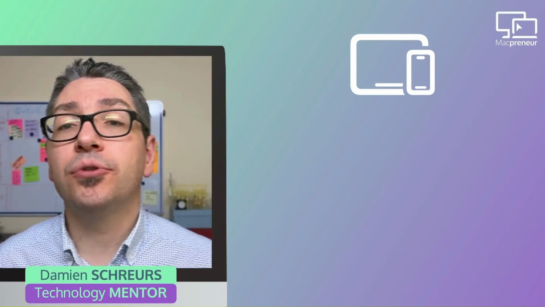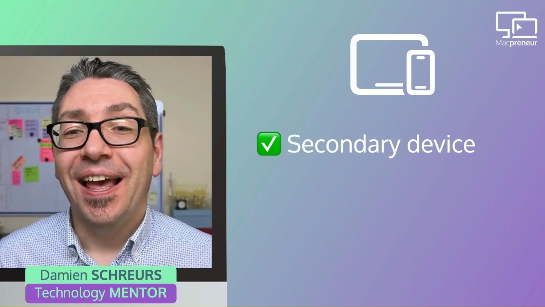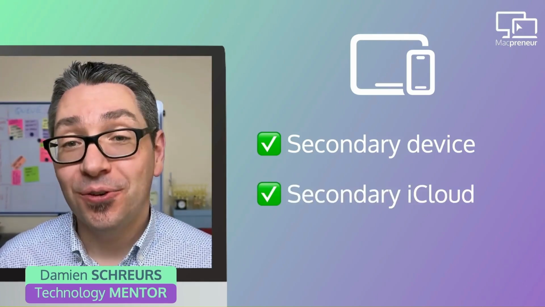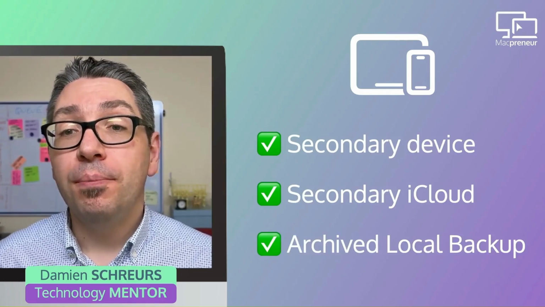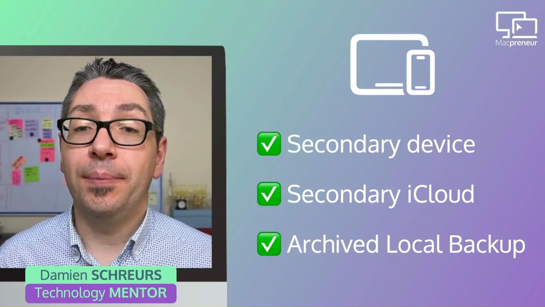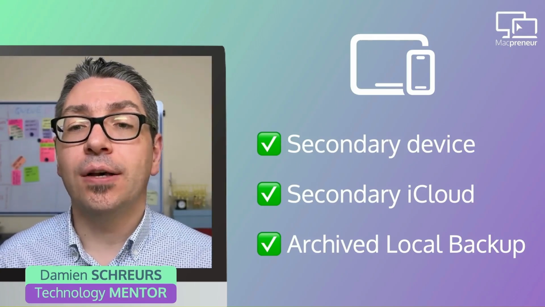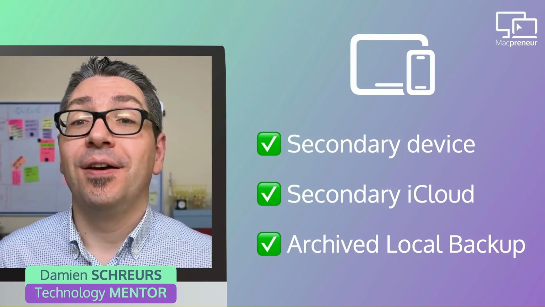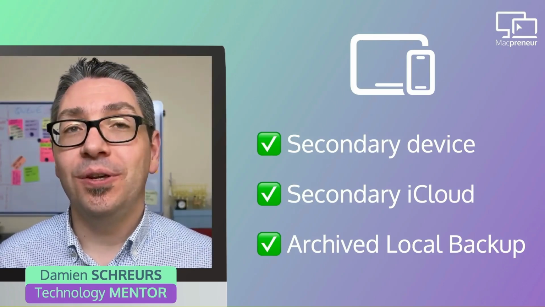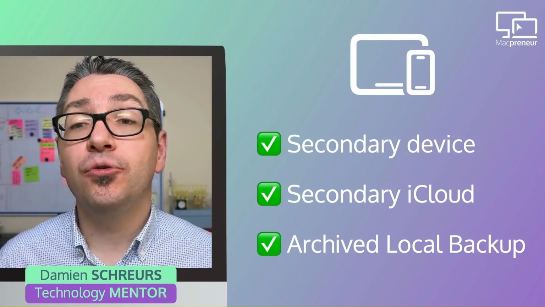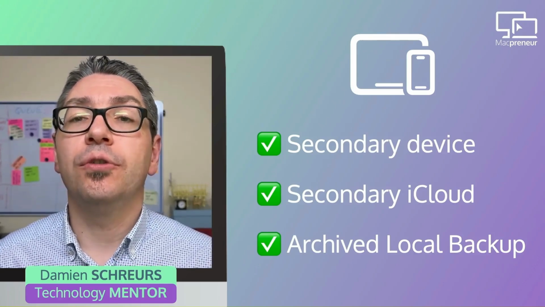This is why it's very important to use only a secondary, non-business critical mobile device and to configure it with a secondary iCloud account, the same as you would use to beta test macOS, for instance. And also, before installing the beta version of iOS or iPadOS, you absolutely need to make a local backup of the device onto your Mac. And then, even more important, archive the local backup so that it cannot be overwritten. That way, you will be able to restore that backup if you ever need to downgrade from the beta version to the latest official version.